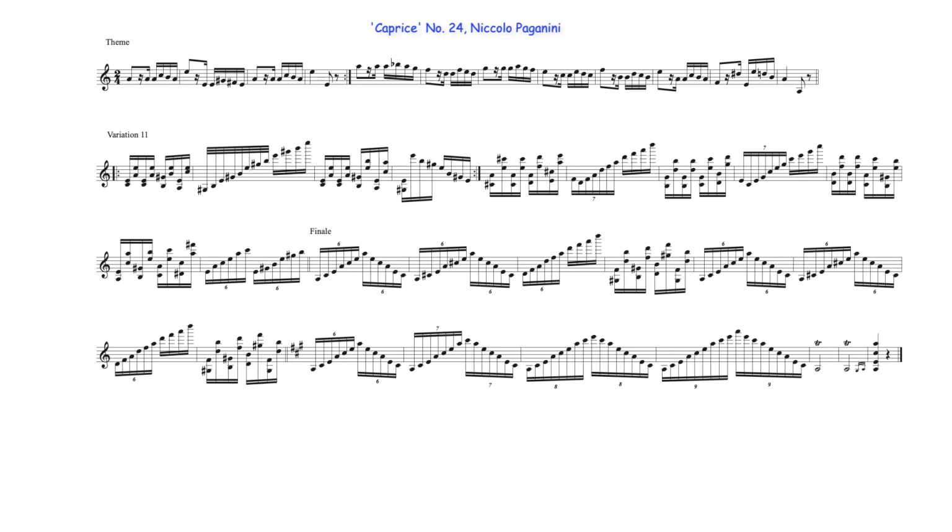For the final variation, Paganini prolongs some harmony using passing chords, and to conclude the work attaches a finale which changes to the parallel major key.